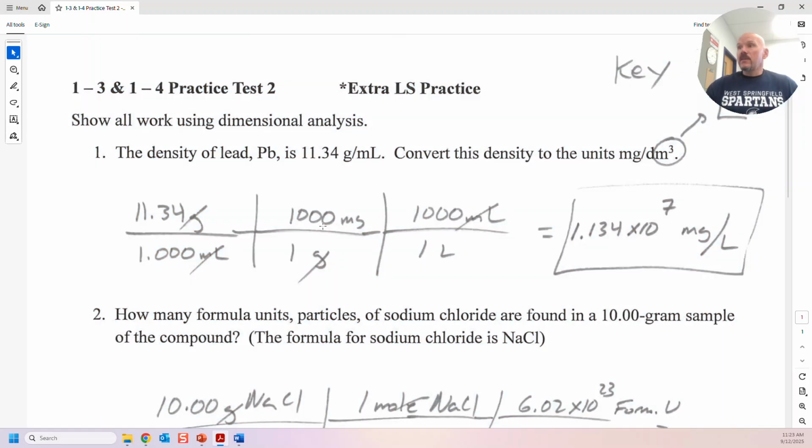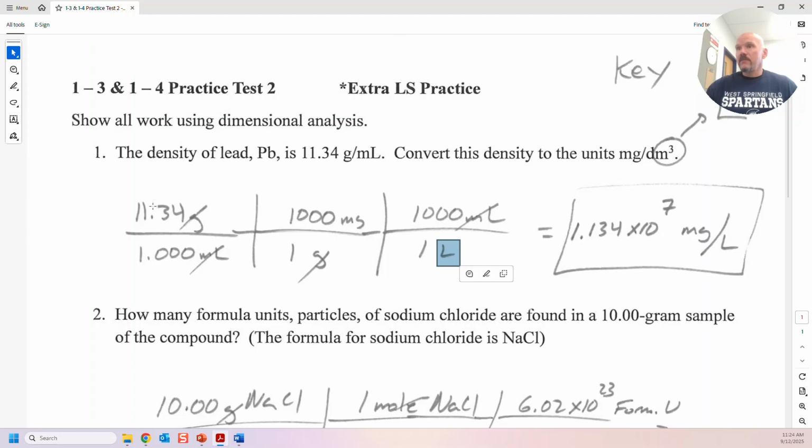So we've got to know that there's 1,000 milligrams in 1 gram. We would put 1 gram on the bottom to cancel out grams and get milligrams on top. And then we also have to know there's 1,000 milliliters in 1 liter. But in this case, we would put 1,000 milliliters on top because we have milliliters on the bottom and we need milliliters to cancel out. And then we'll end up with liters on the bottom. So after we do our math, our numerator unit is milligram, our denominator unit is liter, which is the same thing as decimeter cubed. So it's going to be the same as what we want.